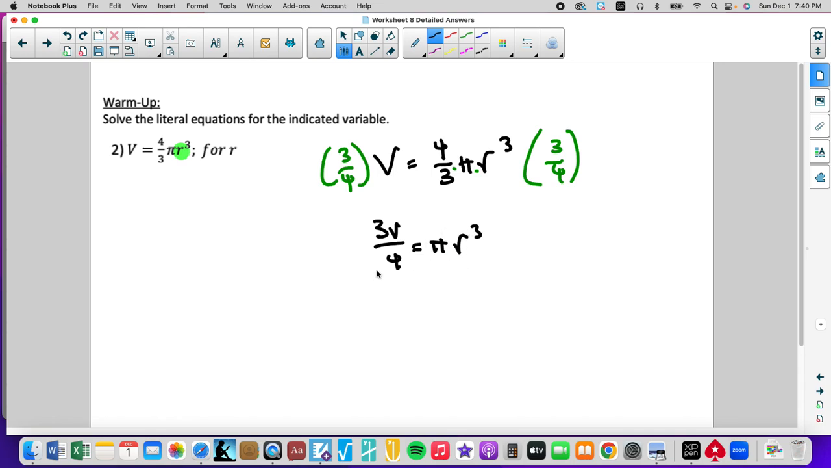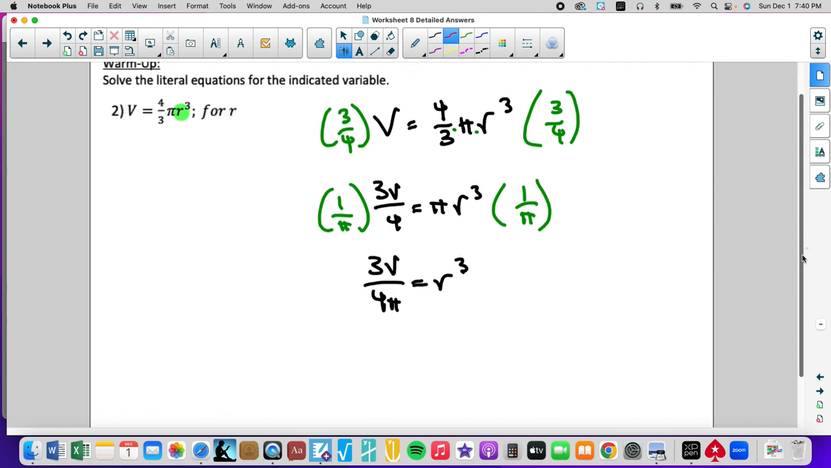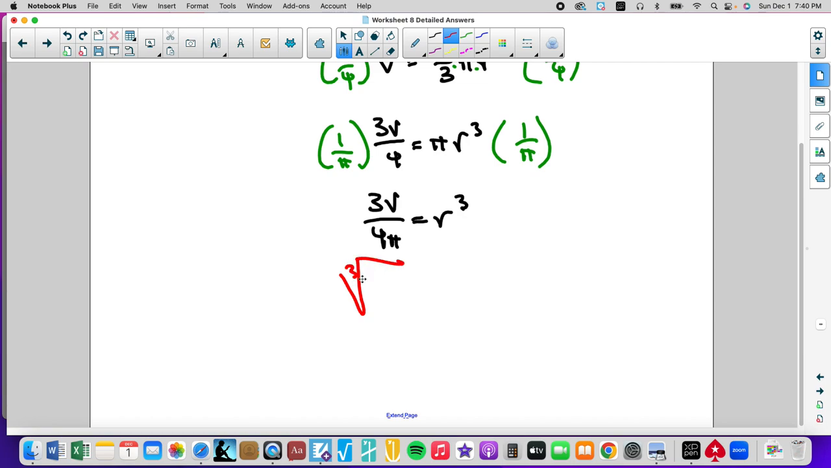And now we're not going to divide by pi, we're going to actually multiply by 1 over pi. Dividing by pi would create this big mess, and that gives us 3V over 4 pi equals R cubed. All right, now we have to get rid of this cube because we want to isolate for R. R is being cubed, so we're going to have to take the cube root. We have to put a 3 in there, and we're going to take the cube root of 3V over 4 pi and R cubed.